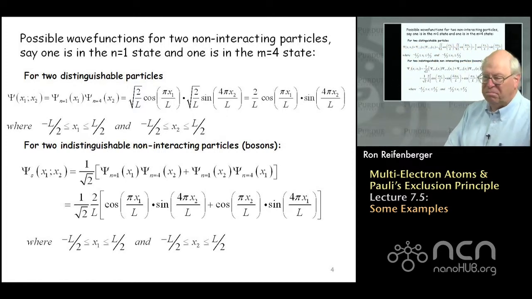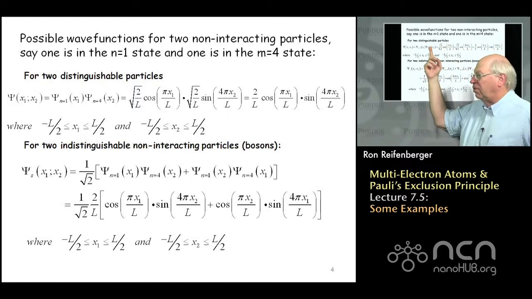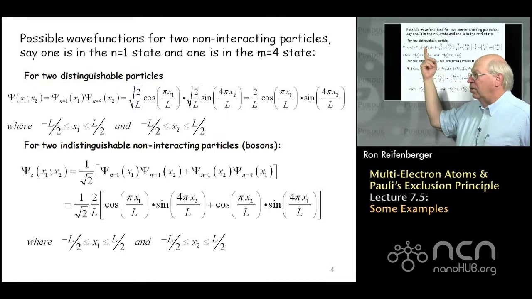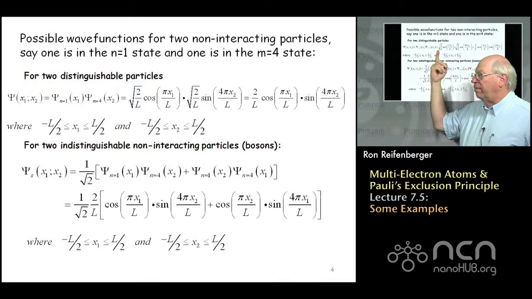So I'm just going to write down wave functions. I'll do the first case for distinguishable particles. For distinguishable particles, the appropriate two particle wave function is just the product of the two single particle wave functions. And we can look up these two wave functions because we're specifying their quantum index, n equals 1 and n equals 4. The particles are going to be at two different positions inside the well. We'll call one position x1, the other position x2.